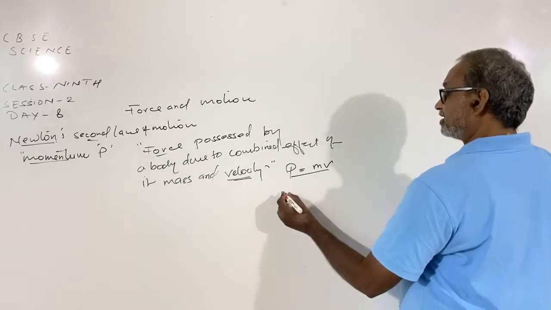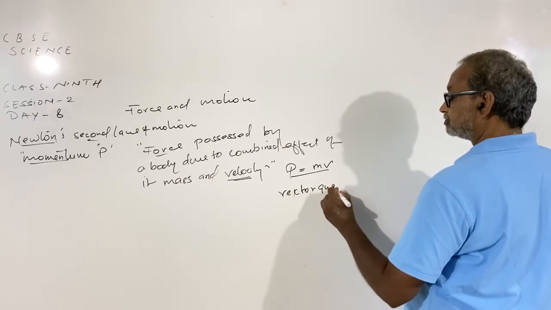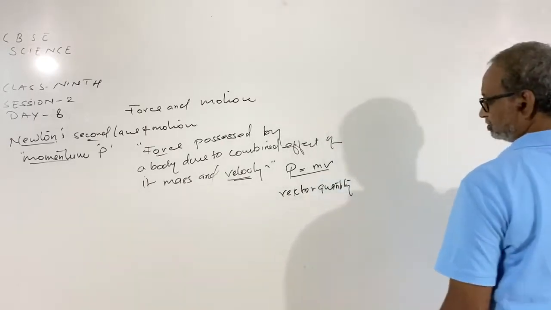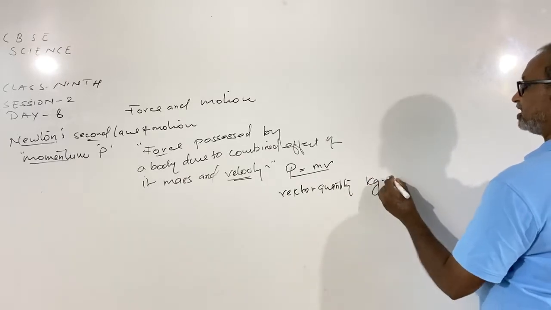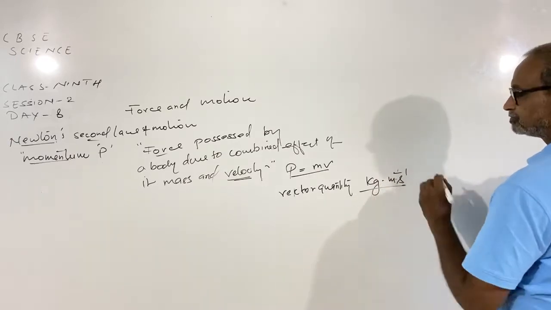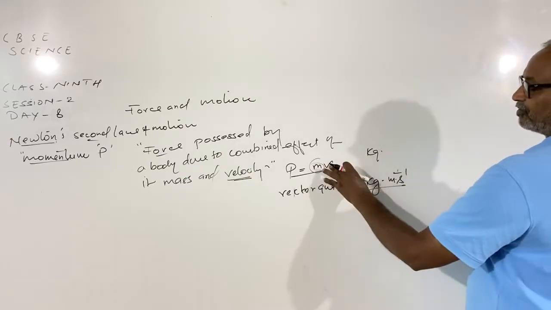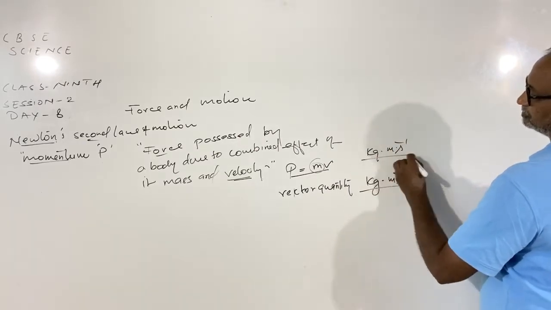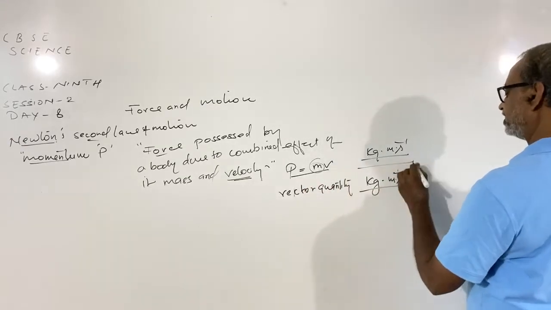It is a vector quantity and its SI unit is kilogram into meter per second. SI unit of the mass is kilogram, and SI unit of the velocity is meter per second. So SI unit of the momentum is kilogram into meter per second.